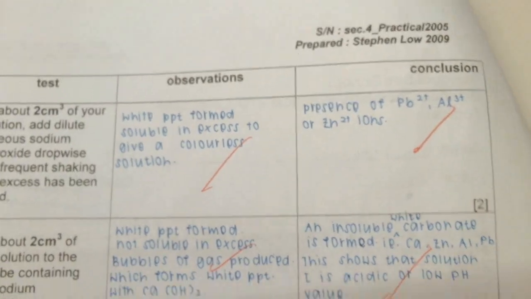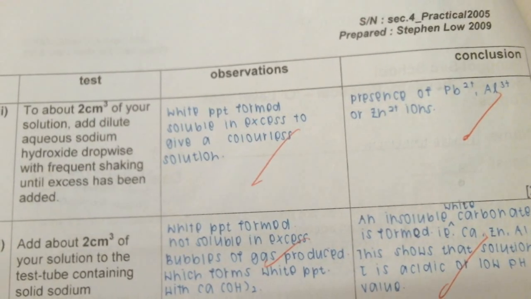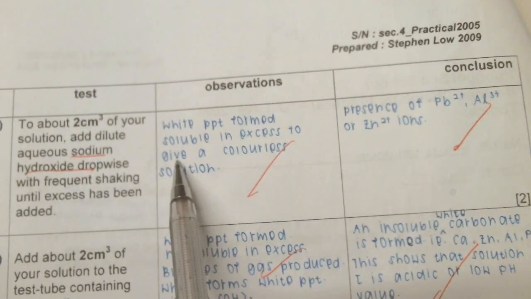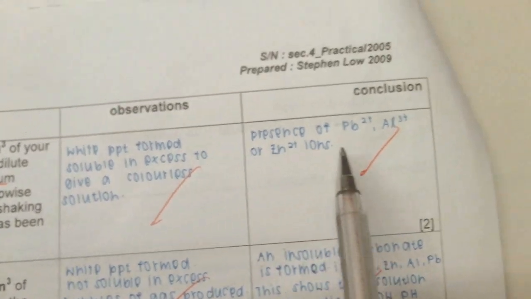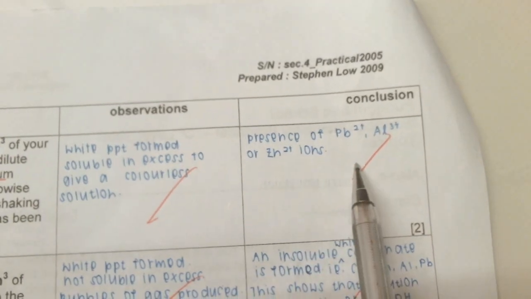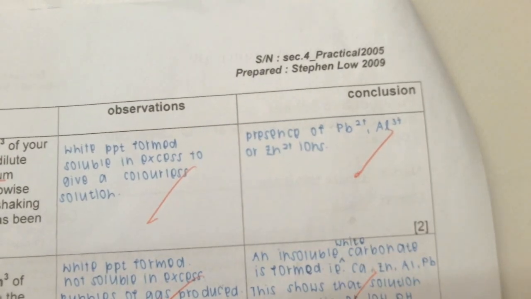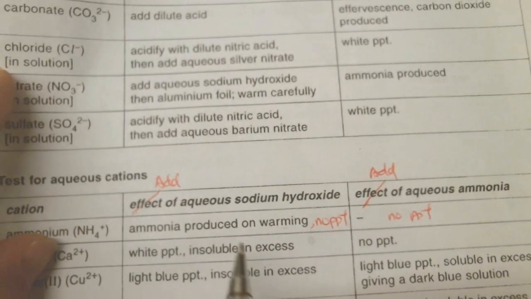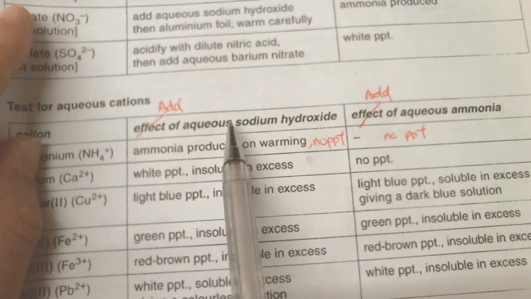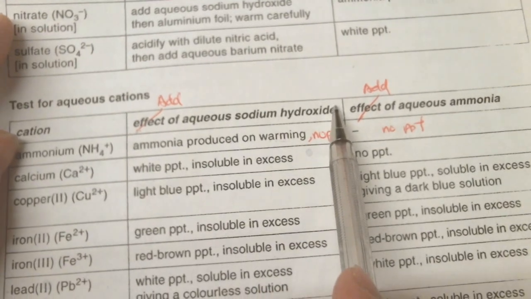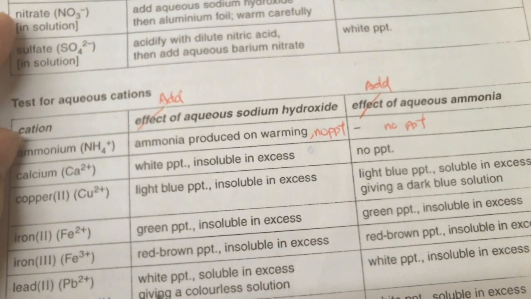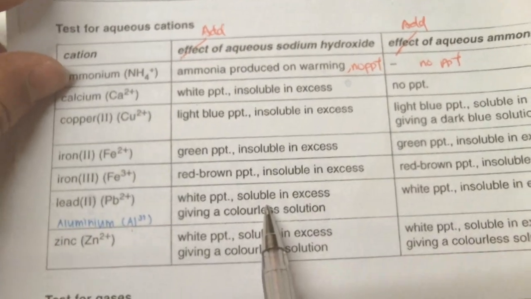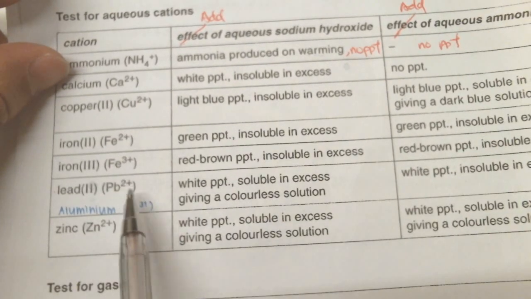So the second portion, you need to add in sodium hydroxide. Again, you saw a white PPT formed, soluble in excess, colorless solution. And from here, you can deduce the presence of lead, aluminium, zinc ions. How did I get this information? So, sodium hydroxide. You can see that the solution is just given as colorless solution. So get this, or this.